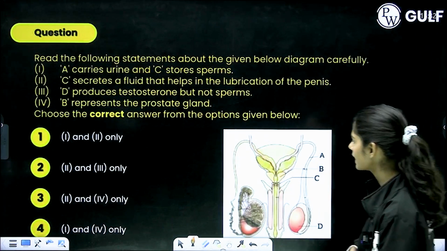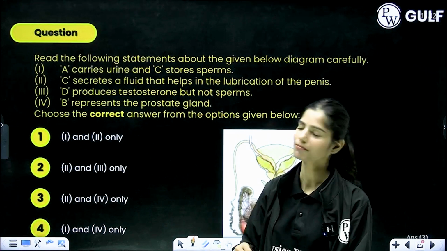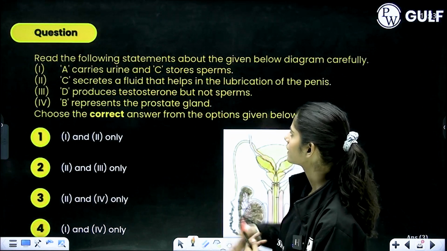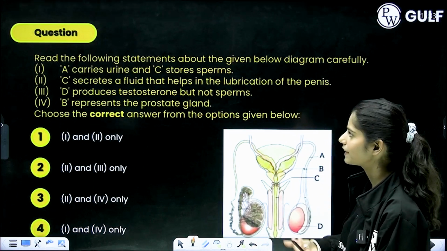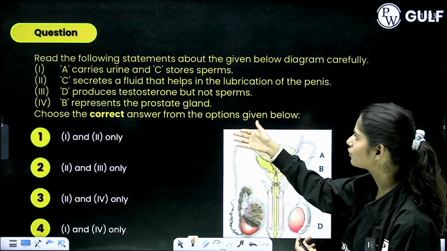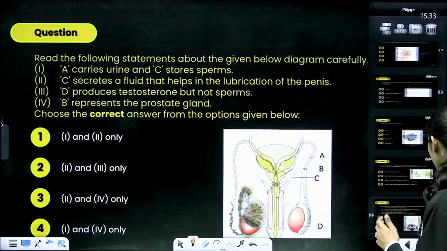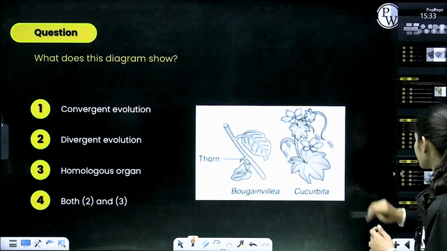Okay, we again have a diagram from human reproduction. You have to read the following statements about the given diagrams and then choose the correct answer. All right, A carries urine and C stores sperm. I think we have done this question already, right? So let's skip this part and let's see the next question.